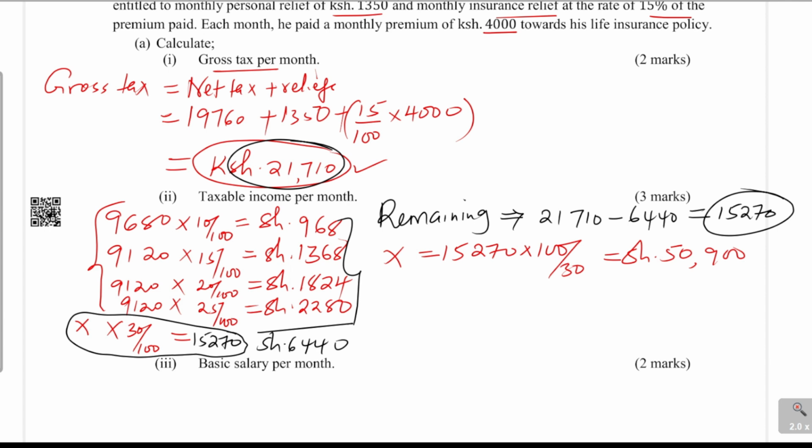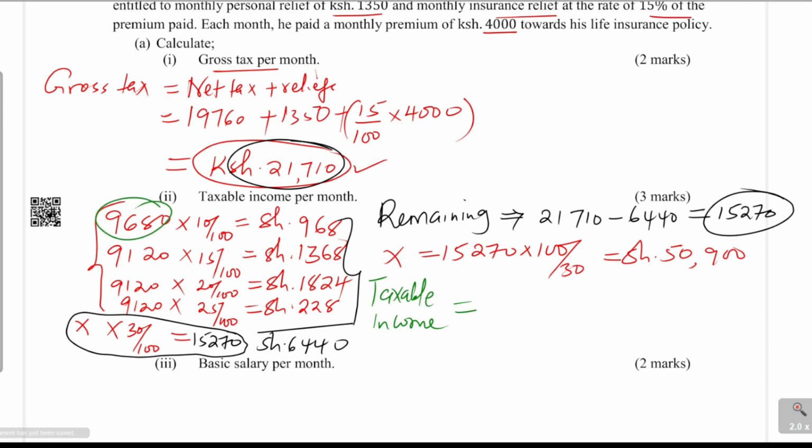15,270. So actually when you add all these taxes here, 968 plus 1368 plus 1824 plus 2280 plus 15,270, you should get 21,710. Now, we're getting the taxable income. The question is getting the taxable income. So taxable income will be given by, we are going to add these.